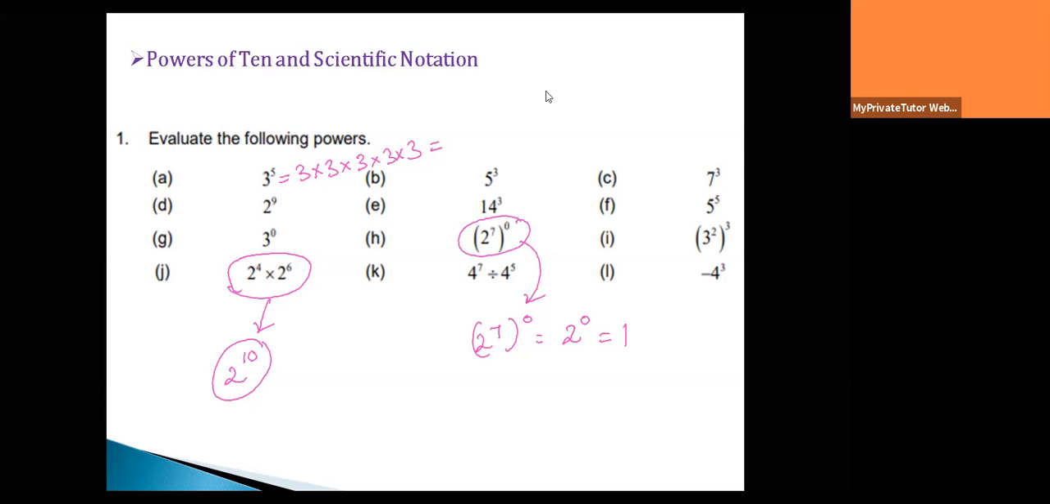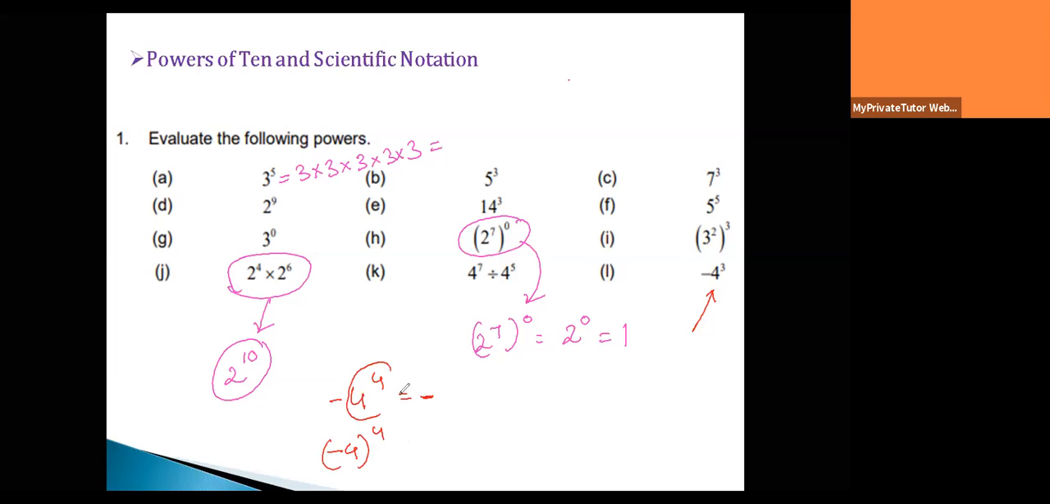Just take a look at the last question, which is minus 4 power 3. If we have a bracket or a parenthesis like this, then only the negative sign is included. Otherwise we are not supposed to include it. For example, there is a difference between minus 4 cube and minus 4 whole cube. Or if you want a different exponent, let's say minus 4 power 4 and minus 4 whole power 4. That's the difference.